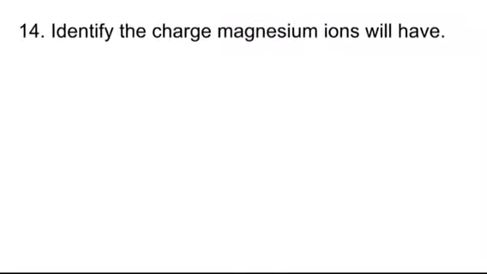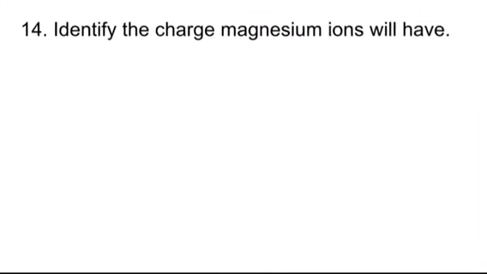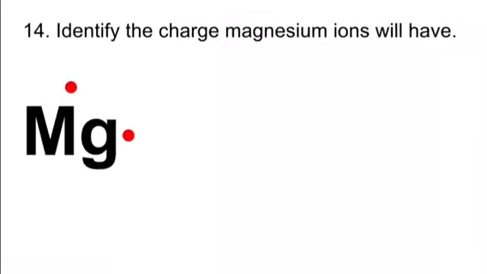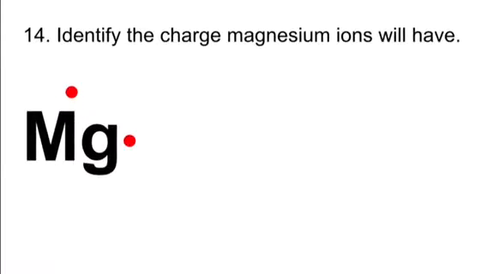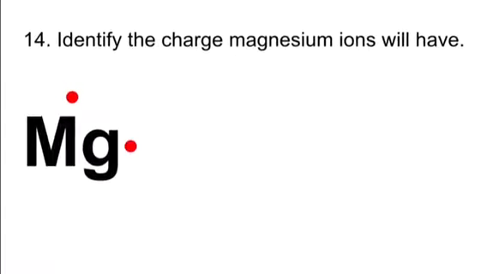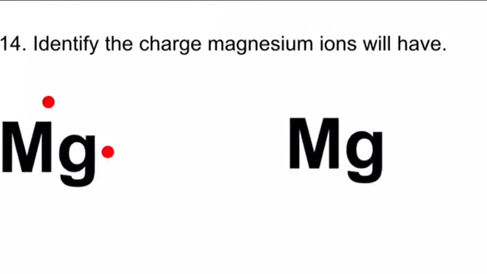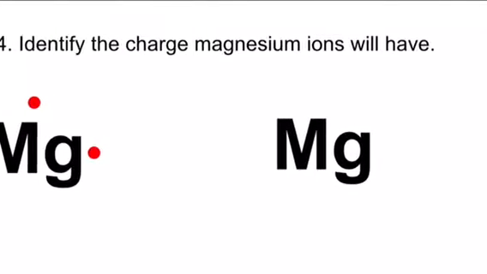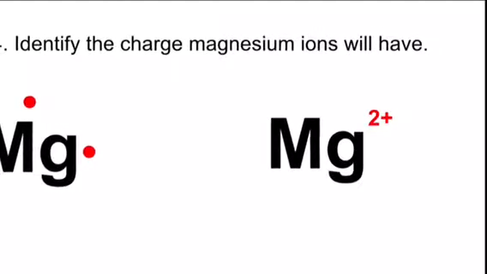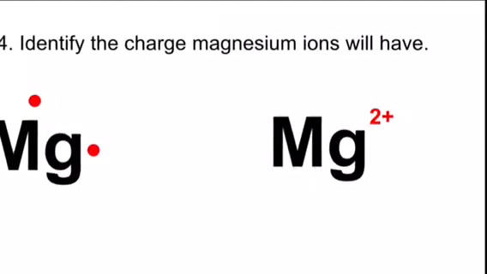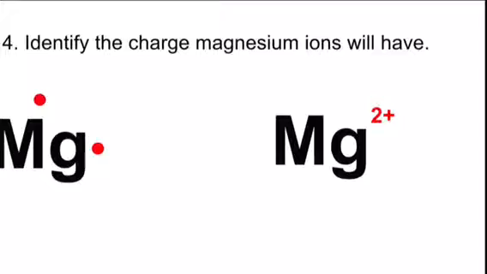14. Identify the charge magnesium ions will have. So magnesium has 2 valence electrons. It's going to be easier to lose those 2 valence electrons than to gain 6 electrons. So since it loses 2 valence electrons, it's going to have 2 more protons, giving it a +2 charge.